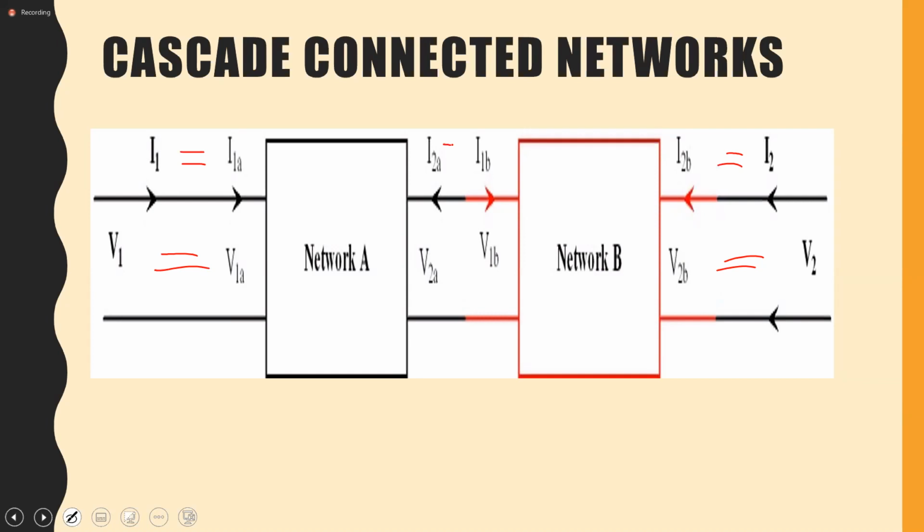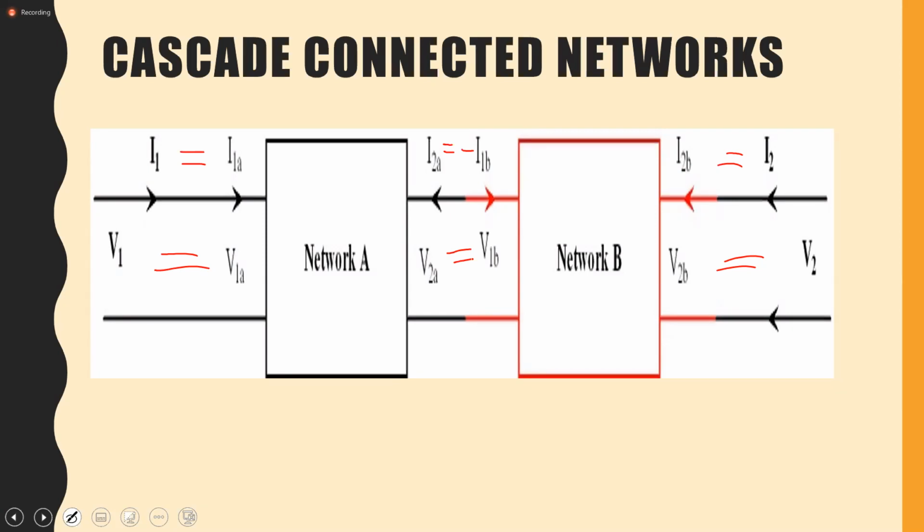It's in the middle that we have a little confusion. Here, I2A would be equal to the negative of I1B, because obviously they are going in opposite directions. And V2A is equal to V1B. So the output voltage of network A is equal to the input voltage of network B, and the output current of network A is the negative of the input current in network B.